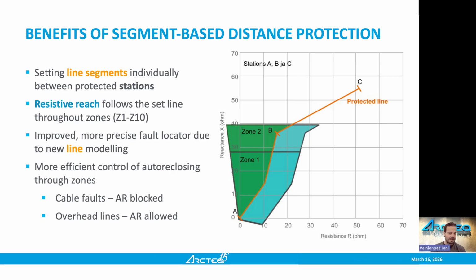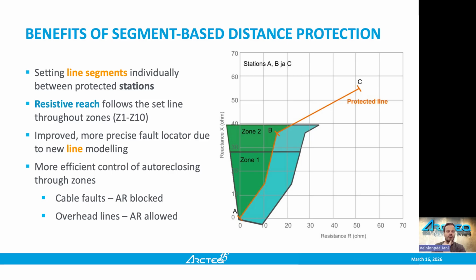In this picture, we can see 2 distance protection zones, zone 1 and zone 2. We have both colors, green and blue, and the blue stands for the resistive reach. What is special in our relay is that the resistive reach follows the set line throughout all used zones. In our relay, you can have up to 10 zones, each for phase-to-phase zones and phase-to-ground zones. So the resistive reach can follow the protected line that we are separately setting here.